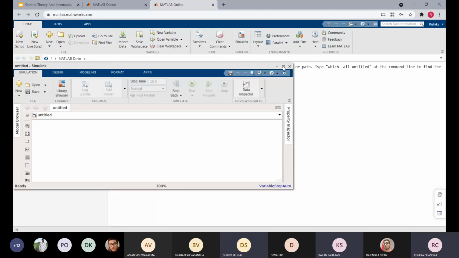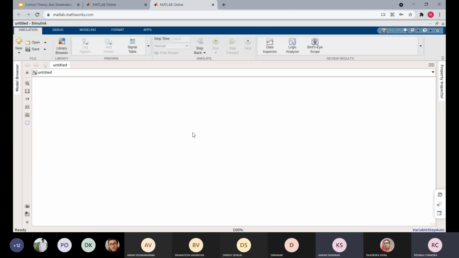Okay. So after opening Simulink, you might have got this page. Then we'll design a PID controller today. And we'll see how we change the values of KP, KI and KD, and we'll observe the graph, how it looks. So open this library browser here.